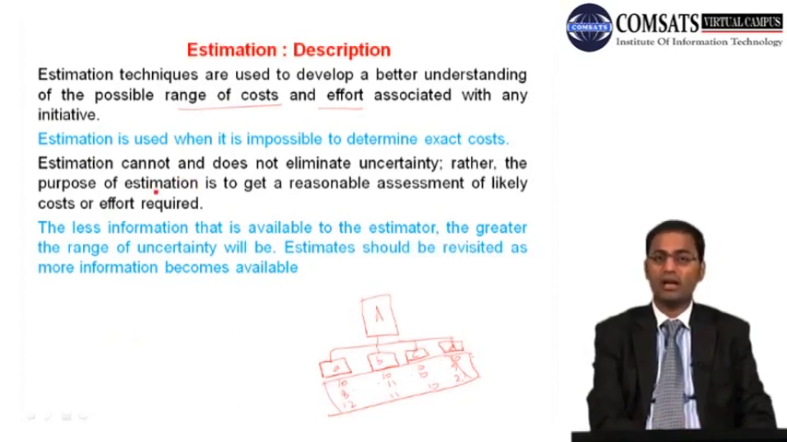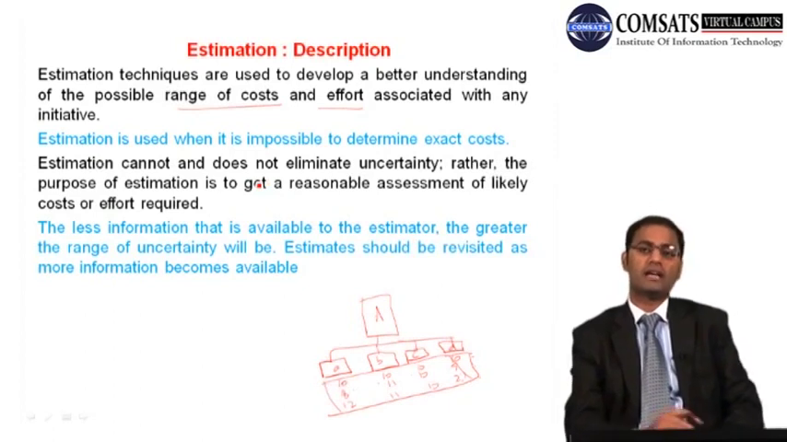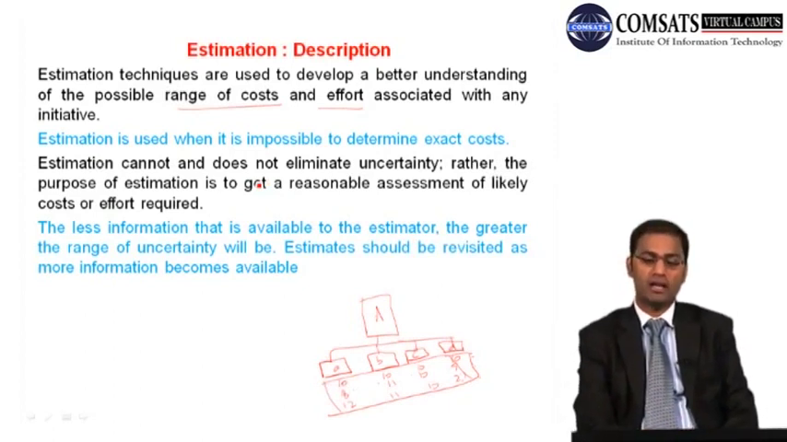So estimation cannot and does not eliminate uncertainty. We should understand that. Rather, the purpose of estimation is to get a reasonable assessment of likely costs or effort required. So we cannot eliminate uncertainty, but we can minimize the extent of the cost. The level of effort will define how good our estimate is. The less information that is available to the estimator, the greater the range of uncertainty will be, and estimates should be revisited as more information becomes available. So this is how estimation works.